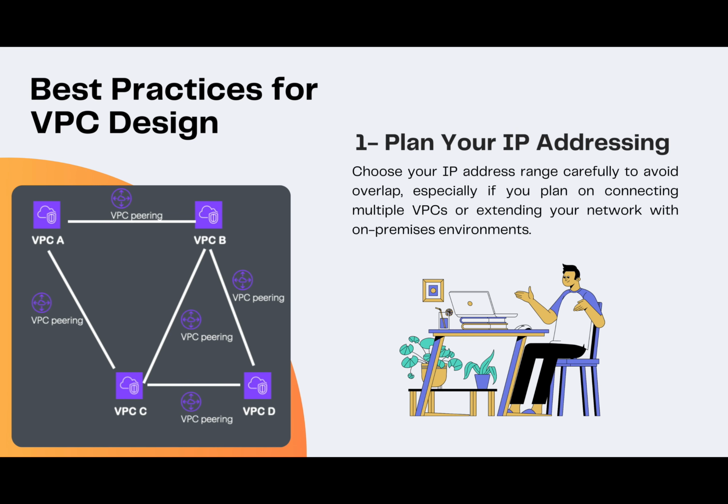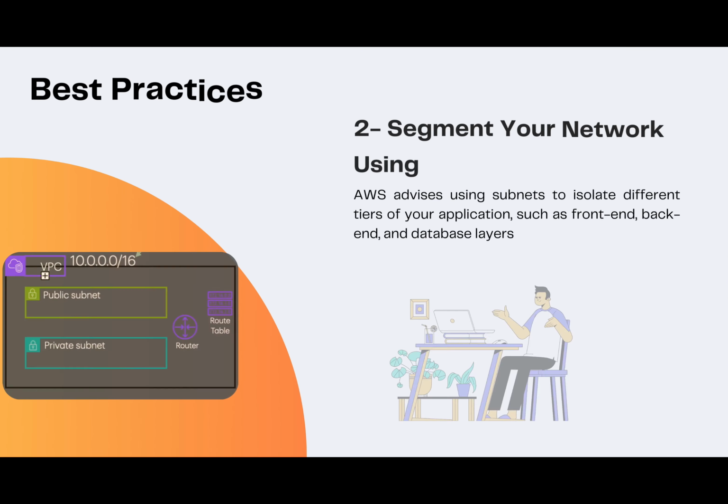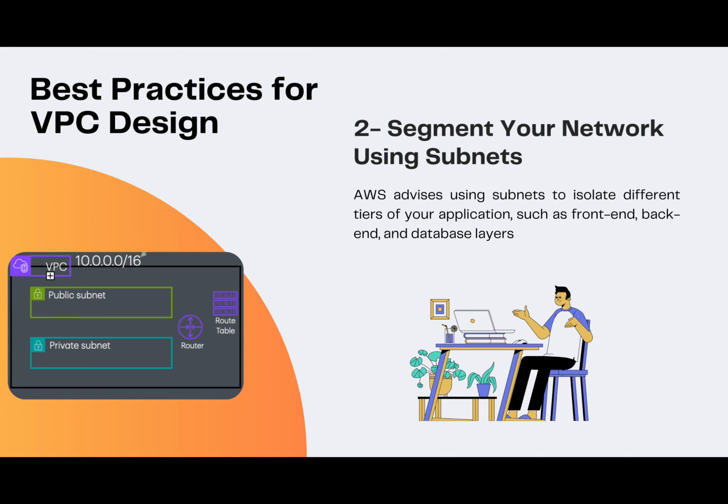AWS suggests using a large enough CIDR block to accommodate future growth while avoiding common IP address ranges that might conflict with other networks. 2. Segment your network using subnets. AWS advises using subnets to isolate different tiers of your application, such as front-end, back-end, and database layers. This not only improves security, but also enhances the manageability and scalability of your architecture.